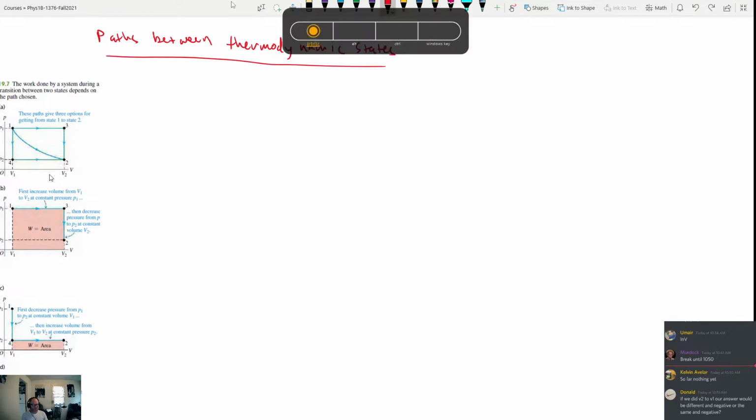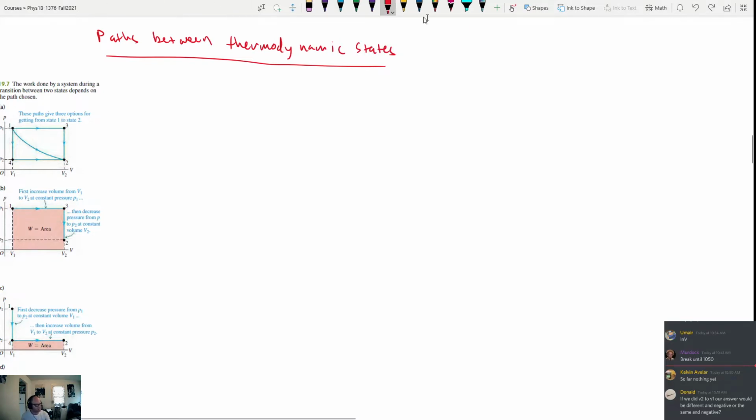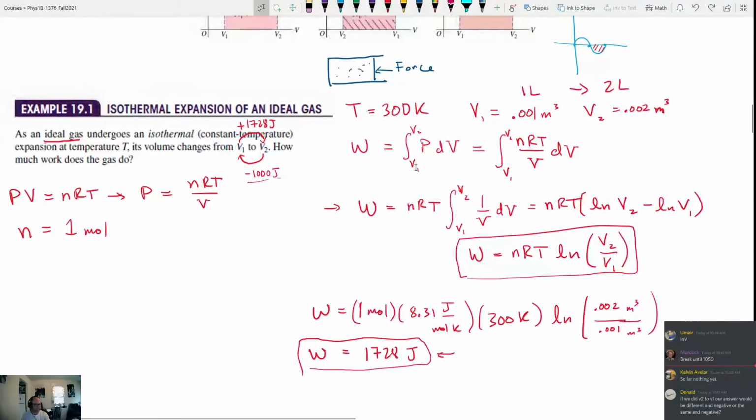All right, so Donald says, if we did V2 to V1, our answer would be negative, and the negative would, yes. That is correct, Donald. If we switched V1 and V2, we would have gotten a negative 1728. Exactly. Yep. That's right.